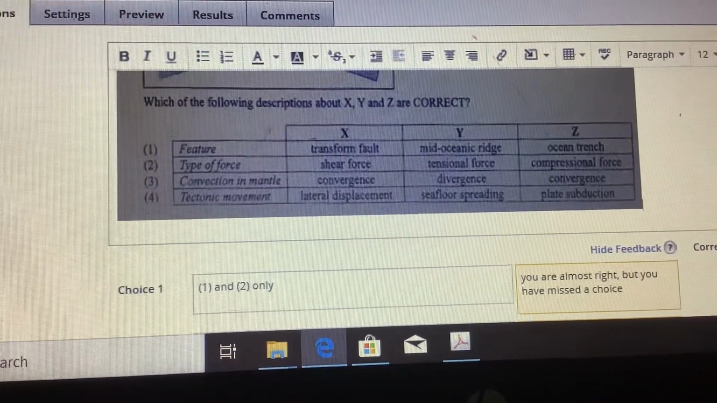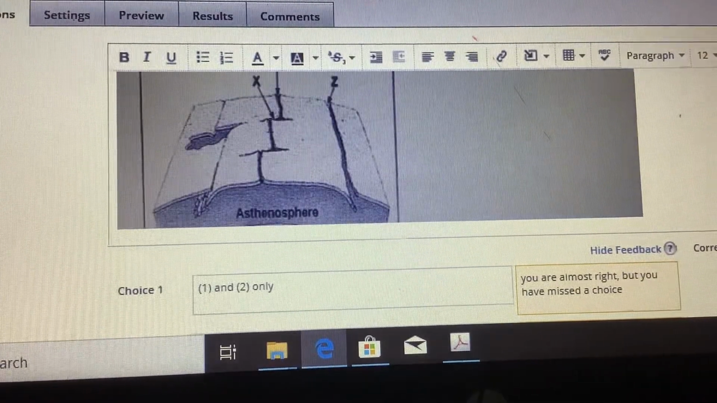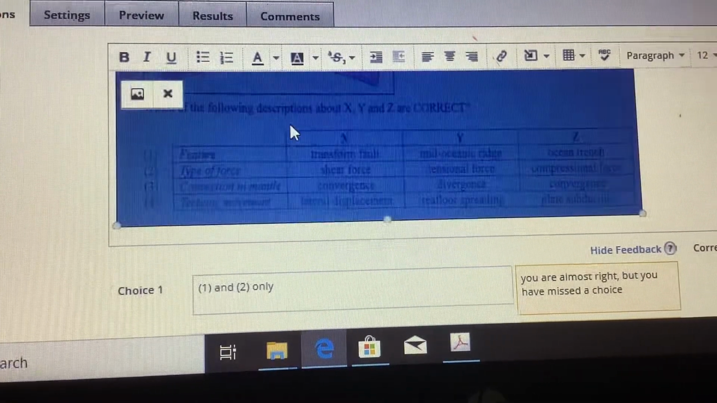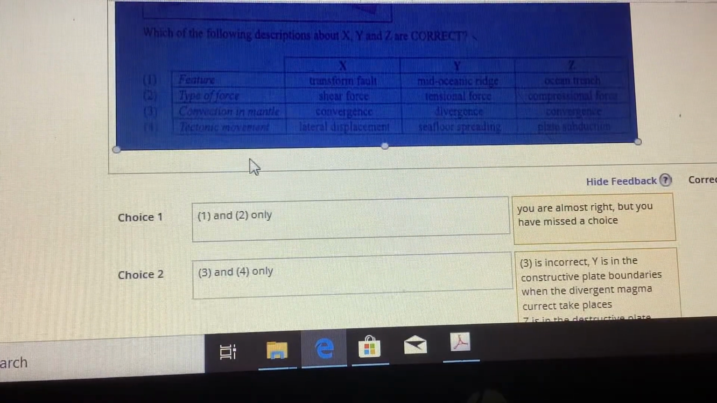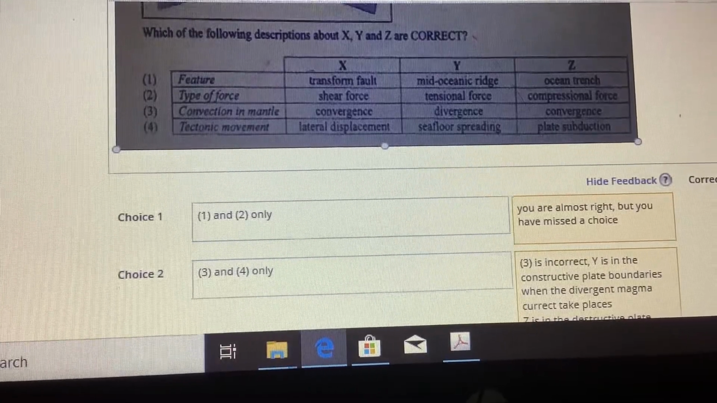Convergence, divergence, and convergence. Number X is wrong because X is not convergence. How about number 4? Number 4 is talking about lateral displacement, seafloor spreading, and plate subduction.